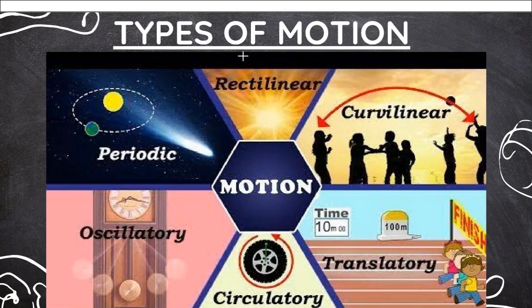Okay, good. The next one is types of motion. What exactly are the types of motion? So we have different types of motion. As you can see right here, we have periodic motion, rectilinear motion, curvilinear motion, oscillatory motion, circulatory motion, and translatory motion. But let us look at it in full detail right here.